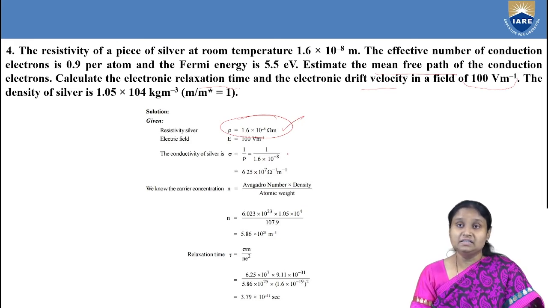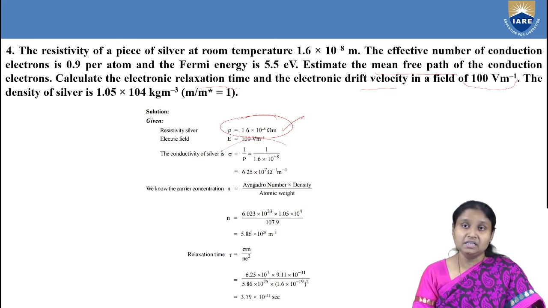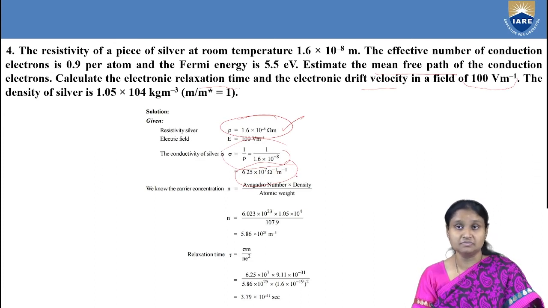We can find conductivity simply by taking the inverse of resistivity, which is 1 divided by 1.6 into 10 power minus 8. When we simplify, this conductivity comes out to be 6.25 into 10 to the power of 7 ohm inverse meter inverse.